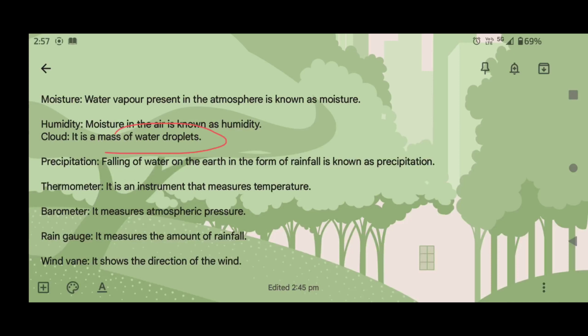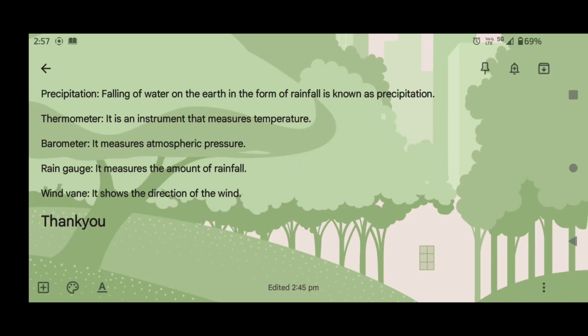Cloud. It is a mass of water droplets. Precipitation. Falling of water on the earth in the form of rainfall is known as precipitation. Thermometer. It is an instrument that measures temperature. And barometer. It measures atmospheric pressure. Rain gauge. It measures the amount of rainfall. Wind vane. It shows the direction of the wind.